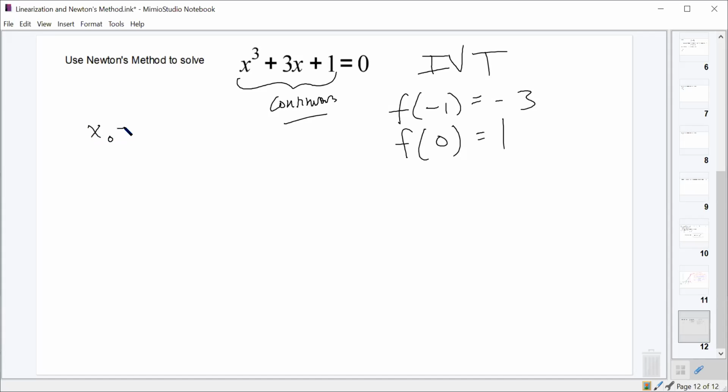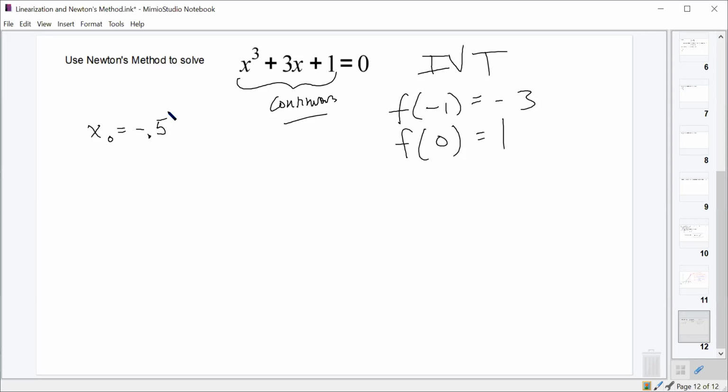0.5. 0.5 is not between -1 and 0, but we could do negative. Oh, wait, 0.5. Shoot, -0.5. Yeah, that'll work. -0.5 will be fine. Yeah, right in the middle of them seems like a good value to start at.